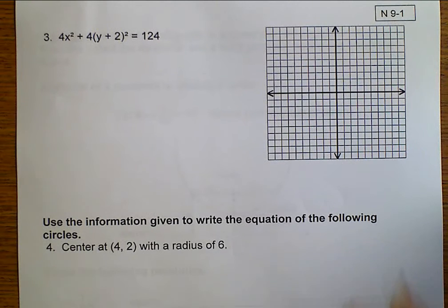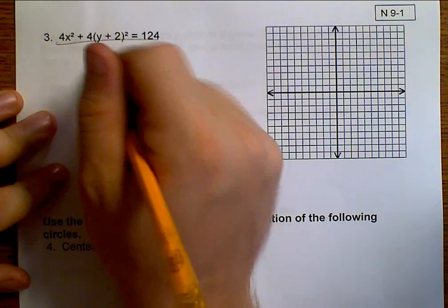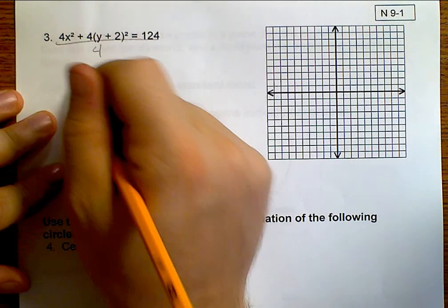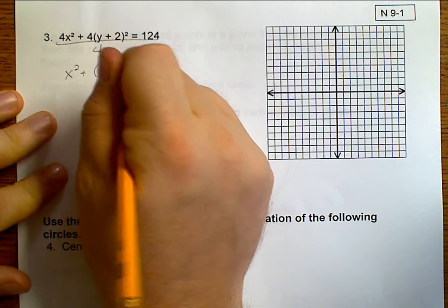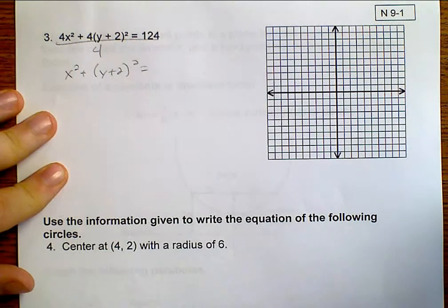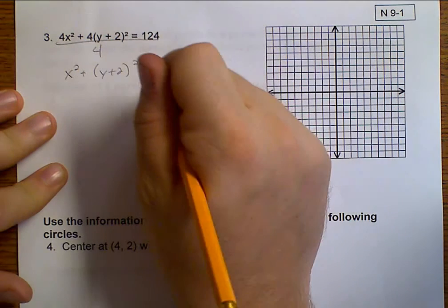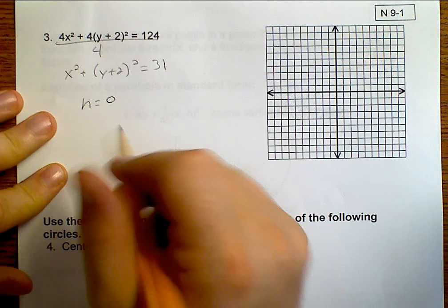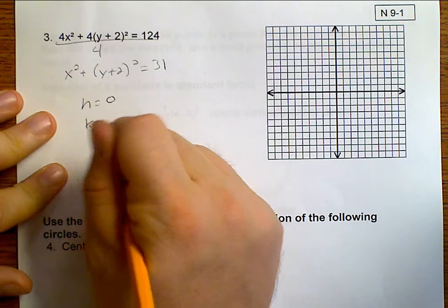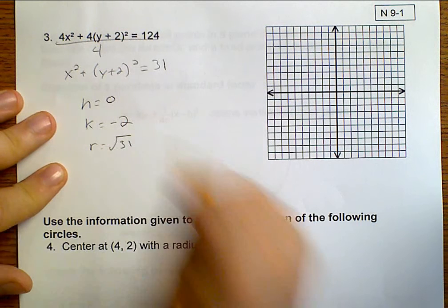Well, here we've got something. These are multiplied by 4, so I'm going to divide everything by 4. That's going to give me x squared plus (y plus 2) squared equals 31. So h is still 0, k is negative 2, and r is the square root of 31.